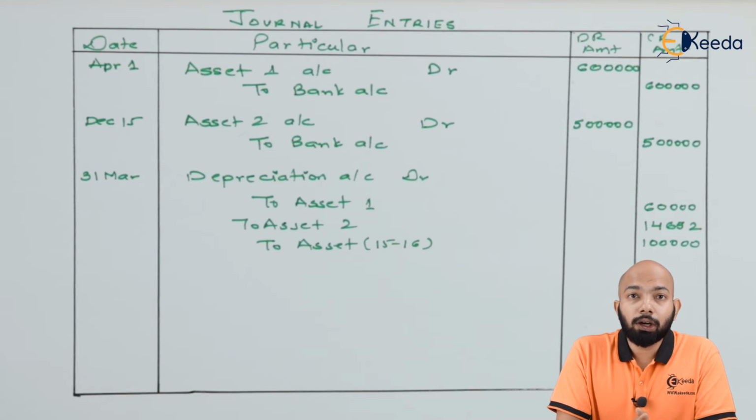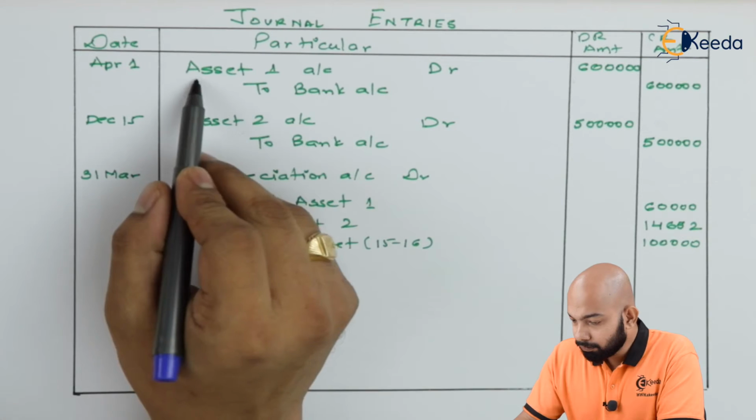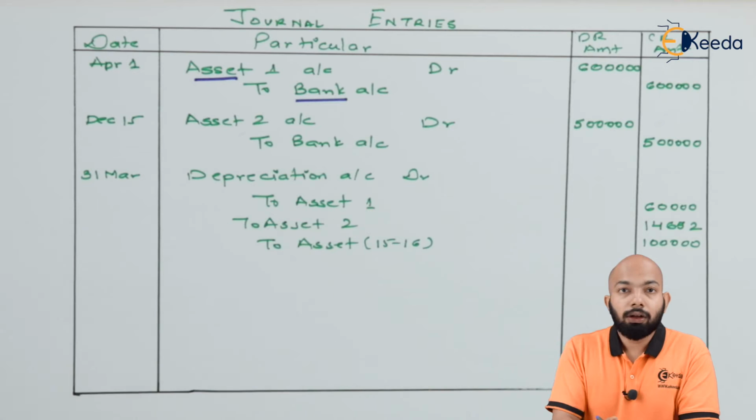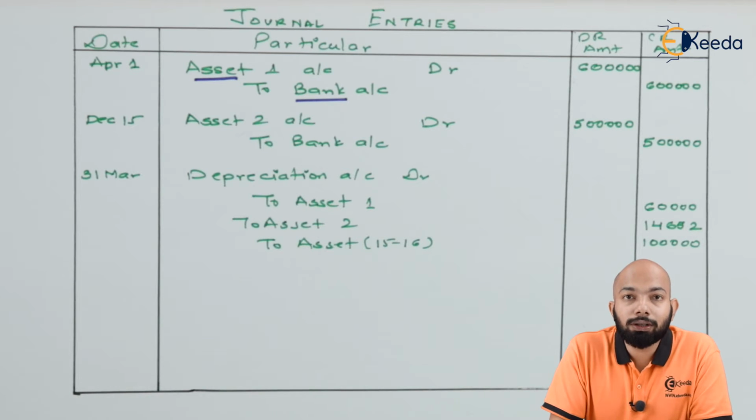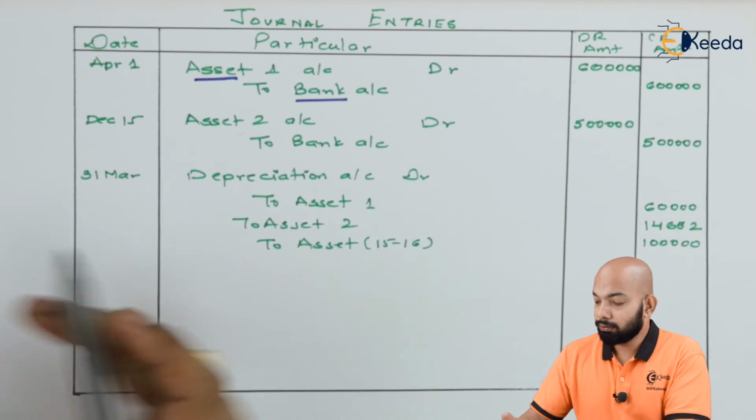Now that we have figured out the first three journal entries, that means the first entry which refers to April 1st, procurement of asset, purchase of asset, asset 1 to bank account, which was for rupees 6 lakhs. On December 15th, we have procured the second asset, that means asset number 2 to bank account. Then we have mentioned the entry as asset account debit to bank account.